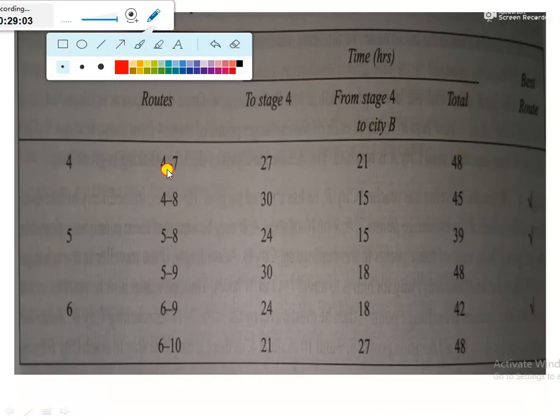So from 4 to 7 it will take 27 hours, and from 7 to 11 it will take 21 hours. So in total the journey time would be equal to 48 hours. And if the traveler goes by this route from 4 to 8 and from 8 to 11, then the total time would be equal to 45 hours.